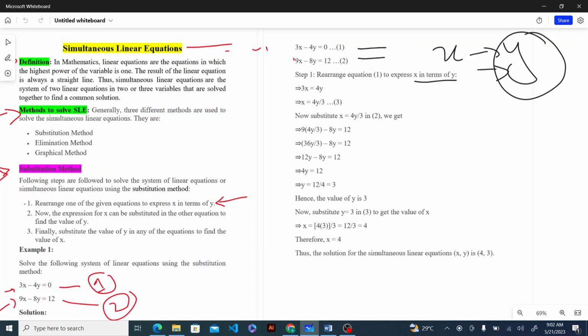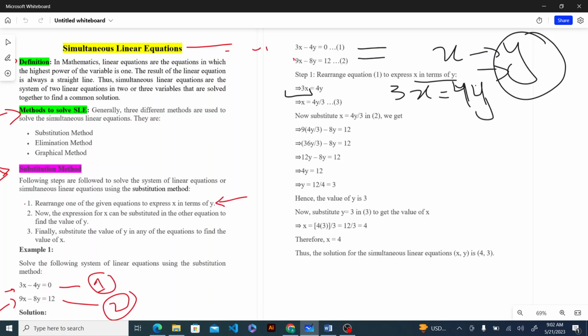So 3x minus 4y is equal to 0. Here 3x is on the left side, and we have transferred minus 4y to the right side. When we transfer a value from the left to the right side, the sign changes, so the minus sign has changed to a plus sign. So 3x is equal to positive 4y. And now in the next step, x will be equal to 4y upon 3, because 3x is equal to 4y.